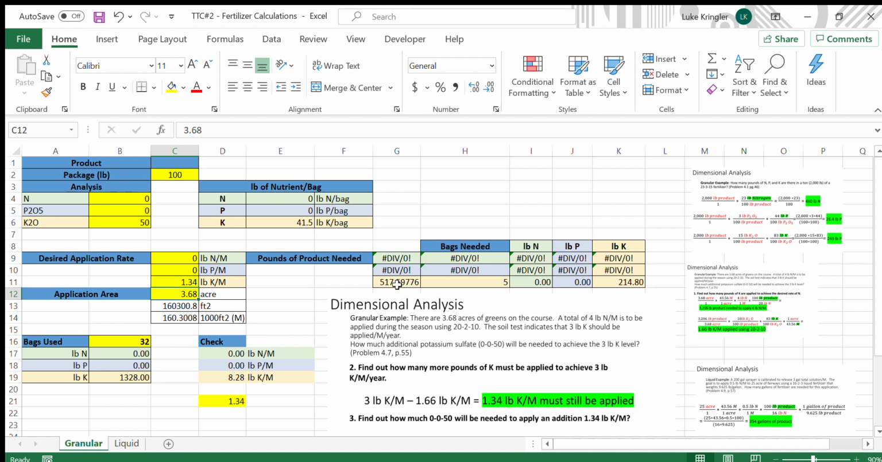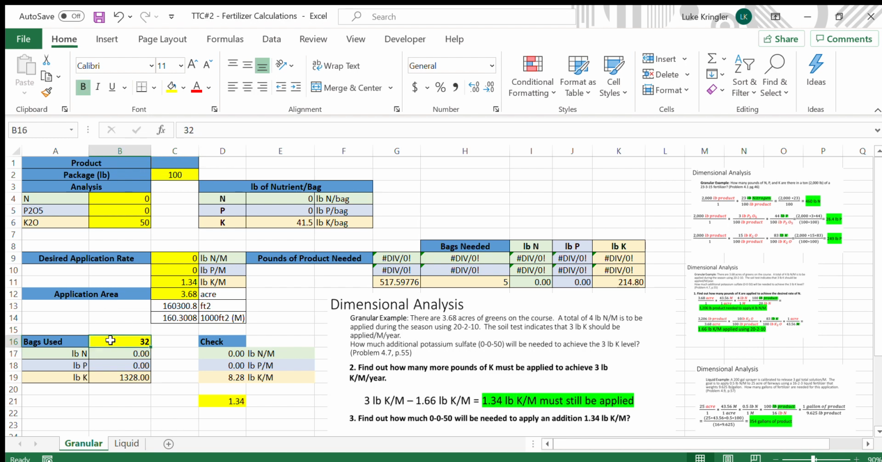And we look, and since we have zeros, we're getting error functions for phosphorus and nitrogen, so we don't really worry about that. And we just look at our final number here for potassium, and we see that to reach that 3 pounds of potassium per year, we will need to apply 518 pounds of the 0-0-50. And we can again look at our bags needed. We see 5, so that's 500-pound bags, essentially 500 pounds.